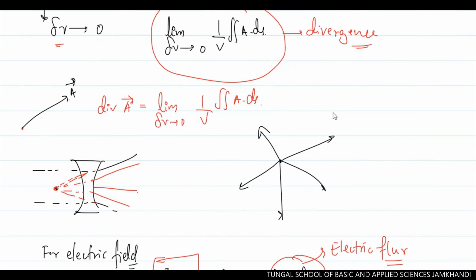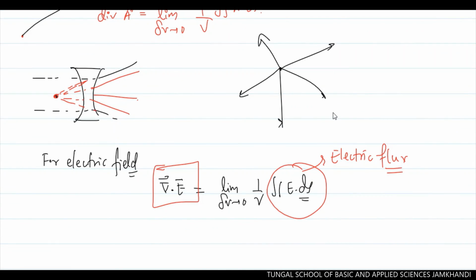It is direction dependent. The vector which is coming out of that volume is directionally dependent. That's why we take a dot product of the differential operator and the vector quantity A. So this is the overall theme about divergence.